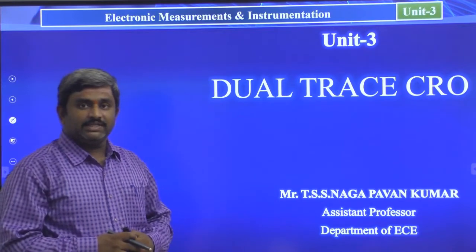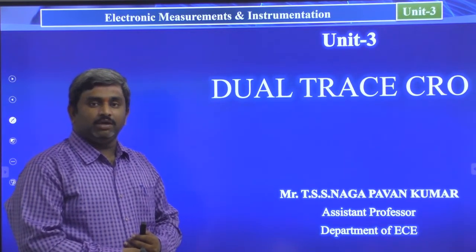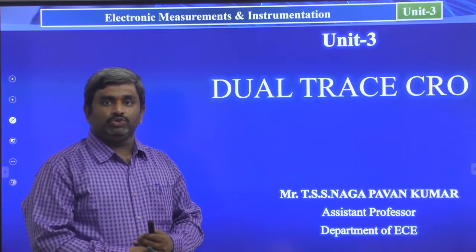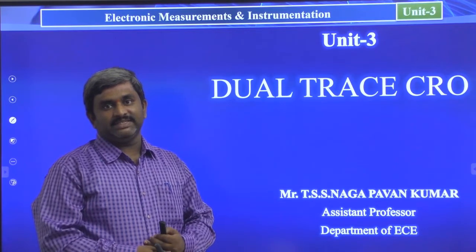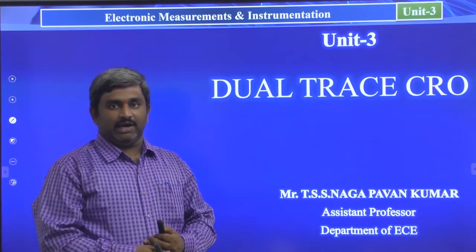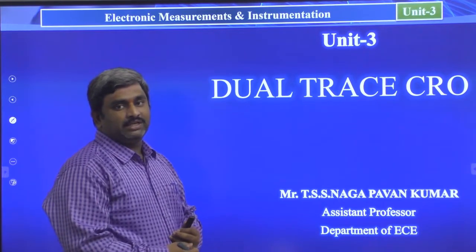In the previous class, we have seen the dual beam CRO. What is the block diagram of dual beam CRO? That concept we have discussed. In this class, we will see the concept of dual trace CRO.